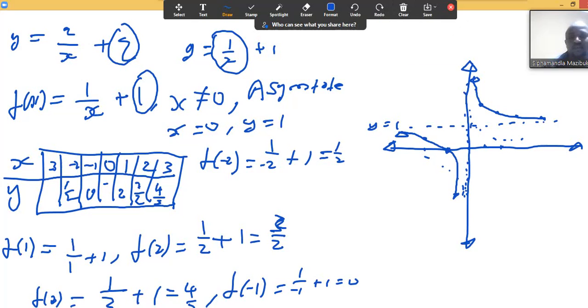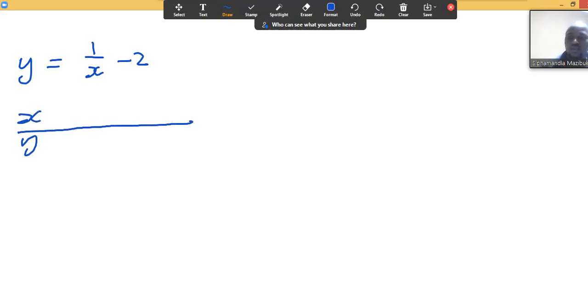Let's see some other factors. Let's look at q being negative. Let's look at y is equal to 1 over x minus 2. So now we're looking at y equals 1 over x minus 2, and we're looking at our x here, our y here, and let's look at our table here.